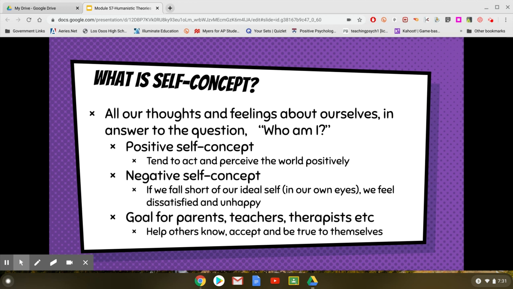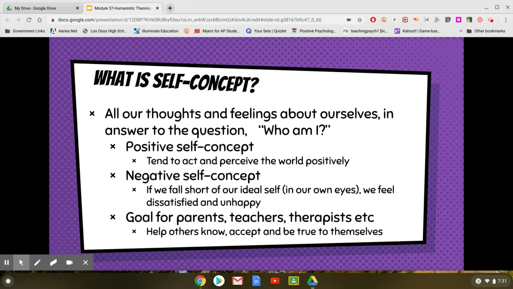Okay? If you had more positive things to say about yourself when answering that question, he would say you have a positive self concept and you tended to act positively and perceive the world more positively. However, if you answered that question, who am I, in a more negative way, then Rogers would say you have a negative self concept, where if you fall short of your ideal self, according to you, you may feel dissatisfied and unhappy with your life. Okay.